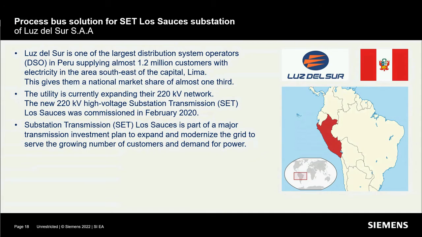Now we talk about process bus implementation for Setlos Houses. What about the solution for this project? As I mentioned before, in February 2020, Setlos Houses substation was energized in Lima in collaboration between Luz del Sur and Siemens Peru. This solution is based entirely on Siemens technology, specifically using our SIPROTEC 5 platform, where as a core of the solution, we use SIPROTEC 6MU85 as a merging unit, of which Siemens supplied 14 devices.